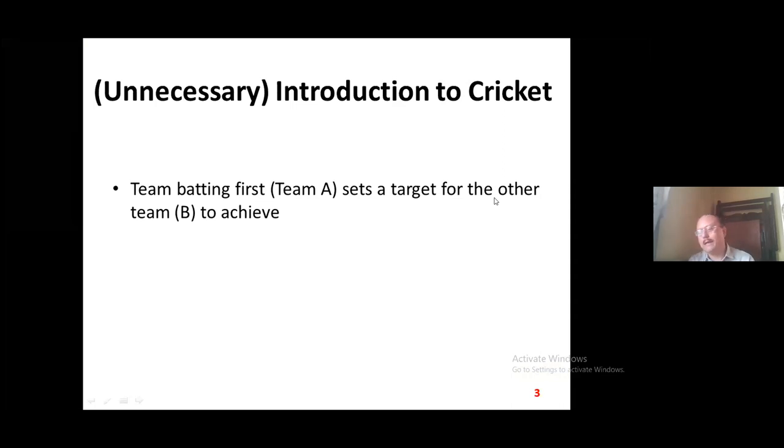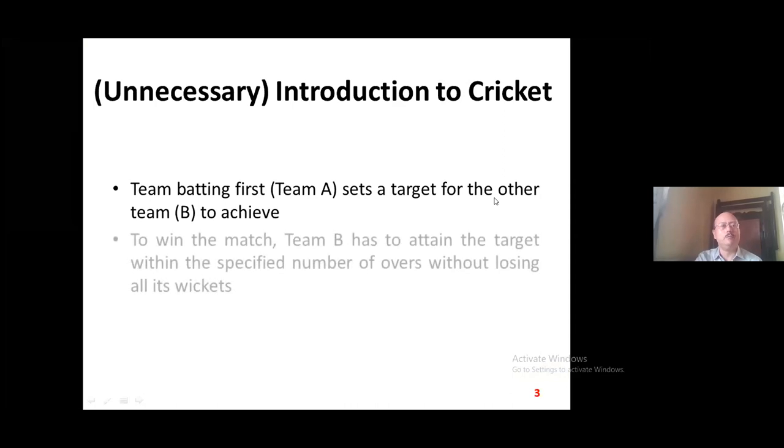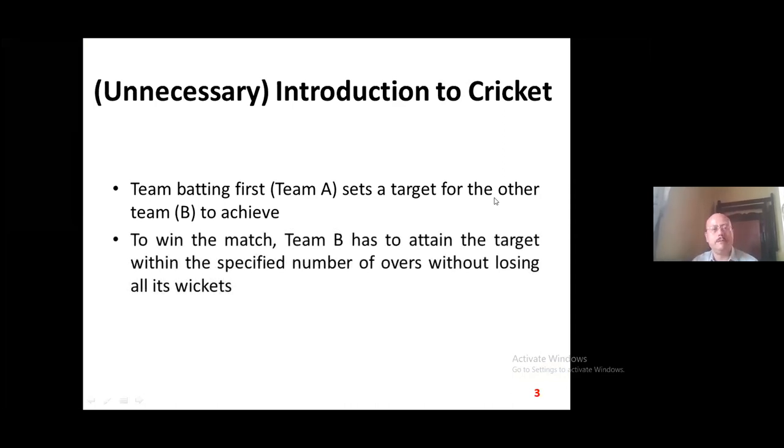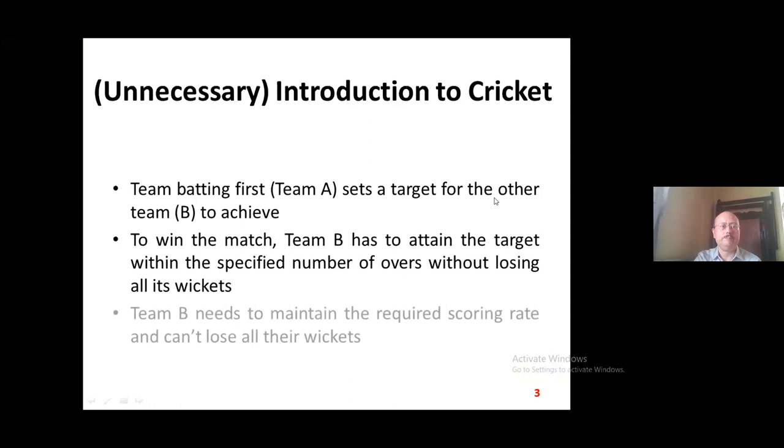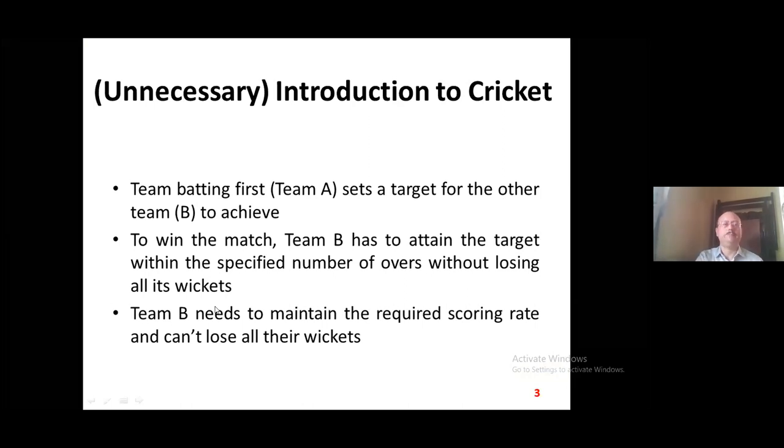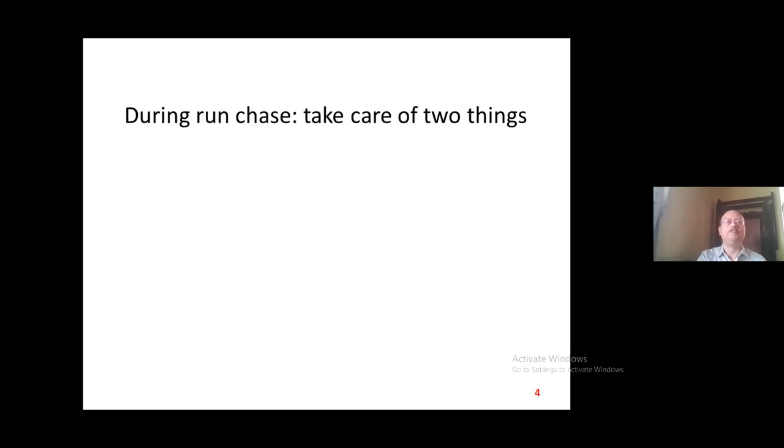So in cricket, the team batting first will set a target for the other team to achieve. The second team has to attain the target within a specified number of overs before losing all its wickets. In a very simplified, cut down version, this is the objective in any cricket match. So the team batting second will need to maintain a scoring rate and it cannot lose all 10 wickets. This is the premise.